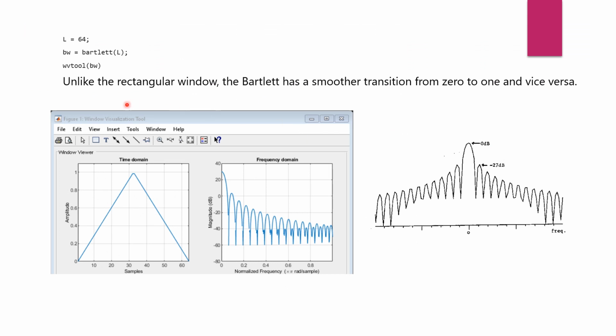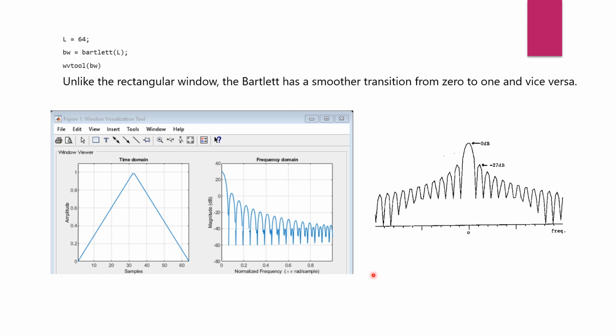Here is a MATLAB simulation of the magnitude response of a Bartlett window of length equal to 64. We can see from the frequency plot that the transition width of the main lobe is equal to 8 pi by M, whereas it's 4 pi by M in the case of rectangular window. Unlike the rectangular window, the Bartlett window has a smoother transition from 0 to 1 and vice versa. We can also see that the peak approximation error is around minus 27 dB in the case of Bartlett window, whereas it is around minus 21 dB in the case of rectangular window.